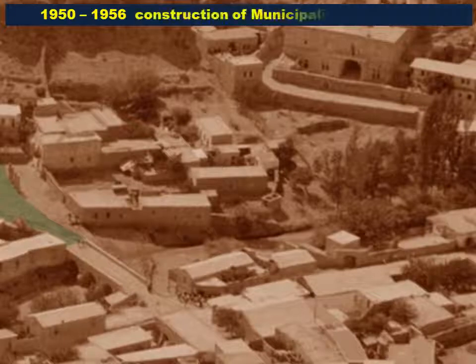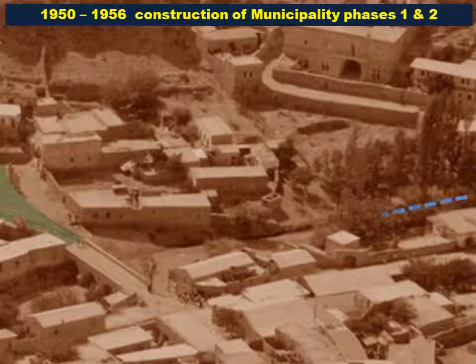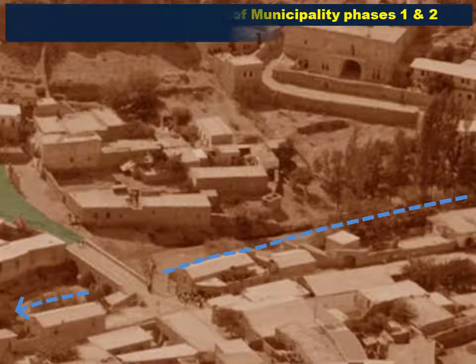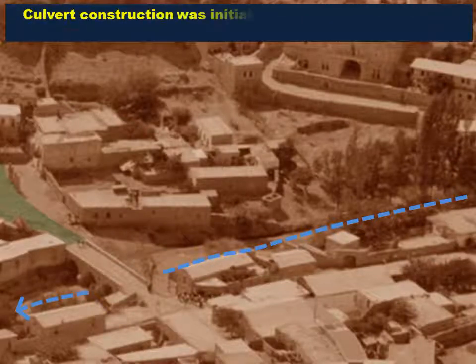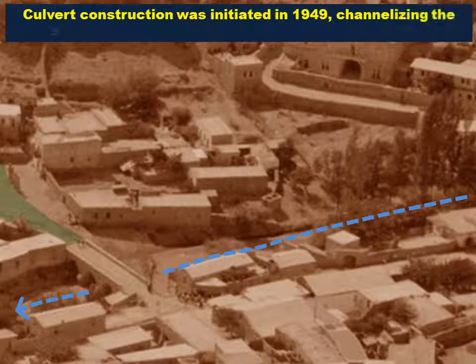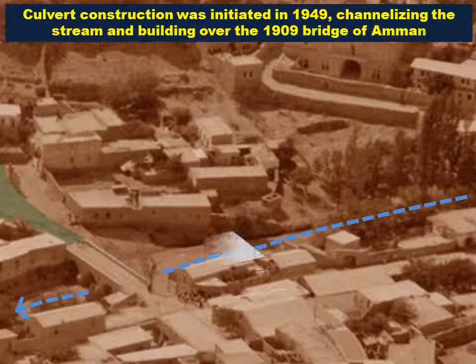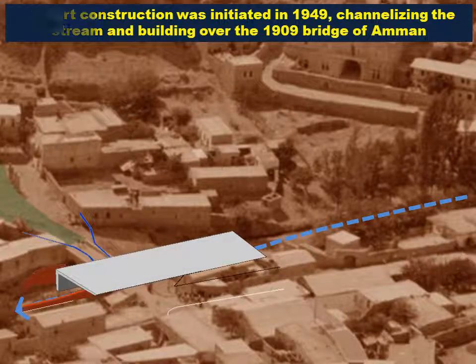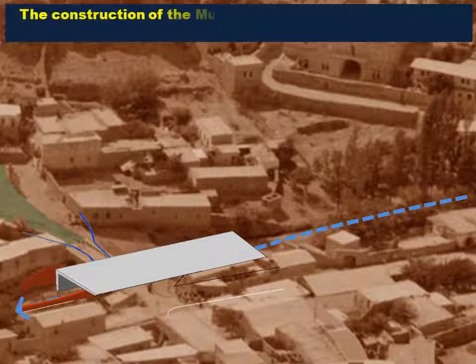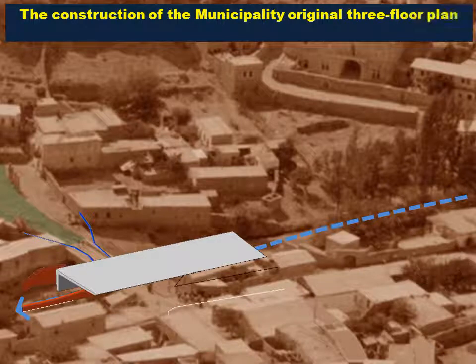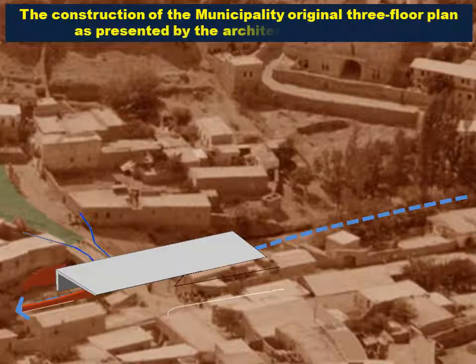1950 to 1956 construction of Municipality Phases 1 and 2. Culvert construction was initiated in 1949, channelizing the stream and building over the 1909 Bridge of Amman. The construction of the municipality original three-floor plan, as presented by the architect, started in 1950.